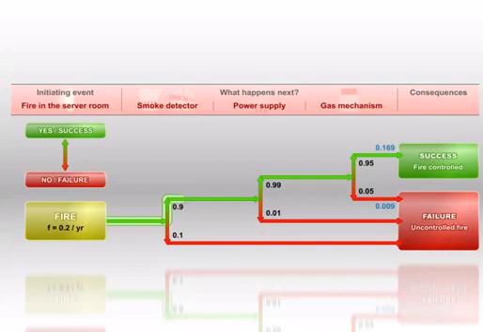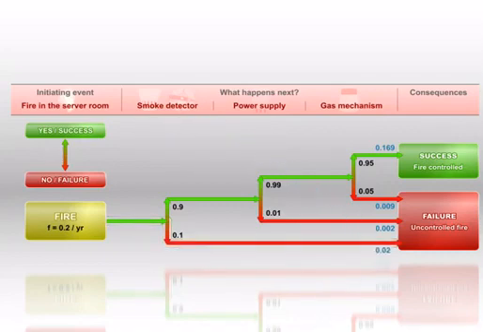Multiplying all of the data along this path will give us the probability of a fire starting and the smoke detector detecting it, but the power supply not working. This means the mechanism to release the gas fails and the fire is not extinguished. The probability of a fire starting, but the smoke detector failing to detect it and the fire not being extinguished can be calculated by multiplying all of the data along this path in the event tree.